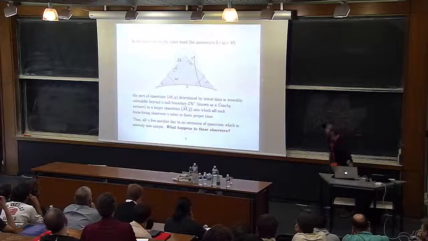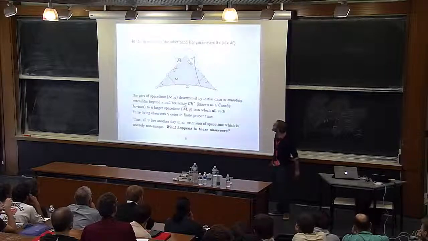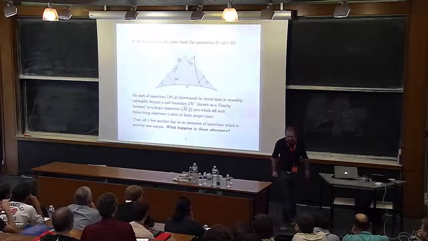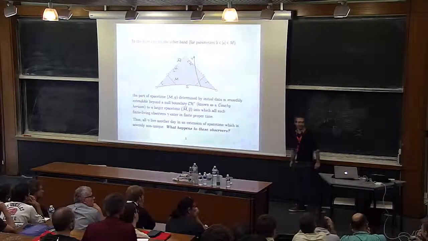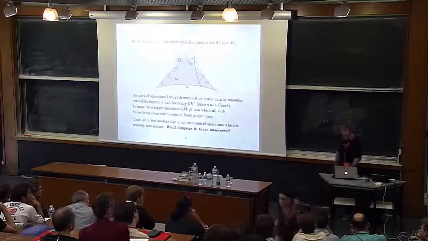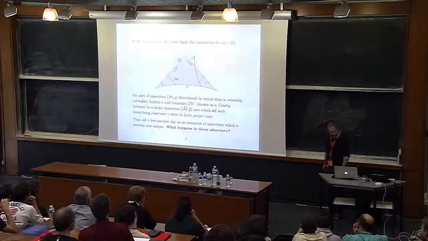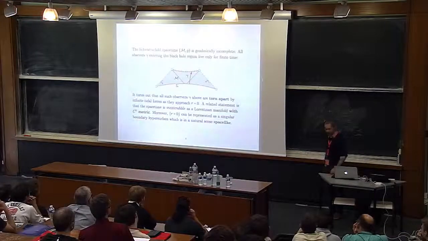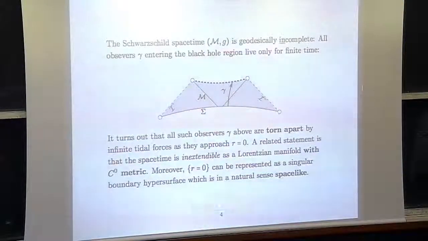So that's great, except that these extensions are highly non-unique. That's the whole point. These extensions, by causality, as you can see from these depictions, are not determined by Cauchy data. So we have no idea what happens to these observers. Which of these two situations is preferable? If you're the observer gamma, you probably think that the second is preferable because you get to live another day in this extension, whereas in the first case, you're torn apart by infinite tidal forces. That doesn't sound so pleasant.